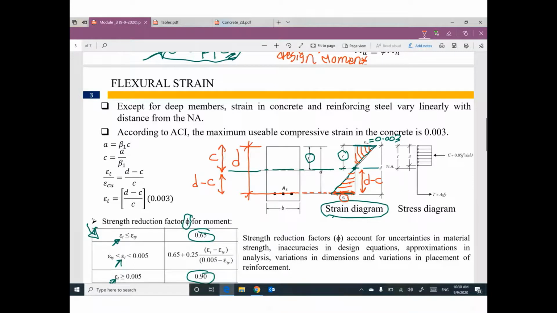If this value is smaller than the yielding value of steel, we can use 0.65 for phi. If this value is greater than or equal to 0.005, we will use 0.9. If this value is between yielding and 0.005, we can set up this equation and figure out the value of phi.